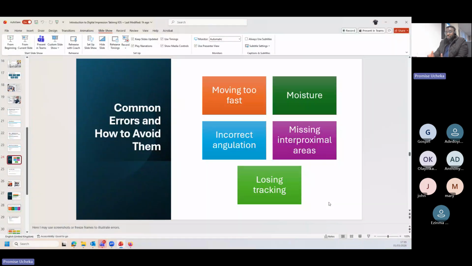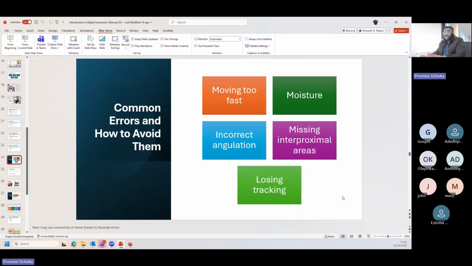Moisture, again, we've said that before. You need to make sure that you're working on a dry field, making sure that once the patient sits down, some of your clinics may already have, or you may have with your scanner, a suction apparatus that you can use to suck out the saliva from the mouth of the patient should the patient have excess saliva. Or you could ask the patient to spit out and then dry up that environment, maybe with your gauze, to make sure you have a very clean place to avoid moisture.